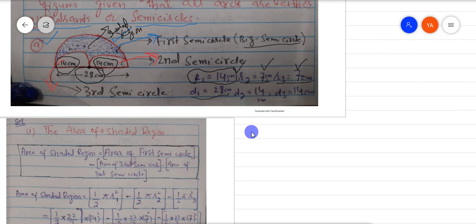D1 shows the diameter of the first semicircle, D2 shows the diameter of the second semicircle, and D3 shows the diameter of the third semicircle. Similarly, R1 shows the radius of the first semicircle, R2 shows the radius of the second semicircle, and R3 shows the radius of the third semicircle. So first, we start with the area of the shaded region. We have to only find the area of the shaded region.